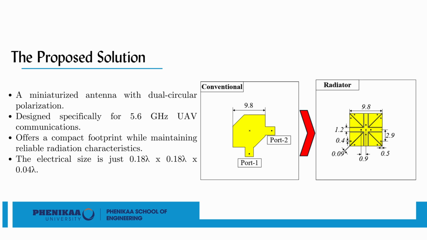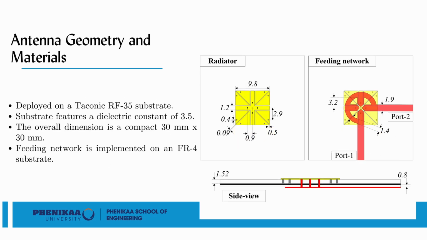You can observe this physical adjustment by analyzing the specific geometry and material composition of the antenna. The physical architecture of our proposed antenna is highly layered. The primary radiator is constructed on a single sheet of Taconic RF35 substrate, which is characterized by a dielectric constant of 3.5. The overall lateral dimensions are remarkably compact, measuring exactly 30 by 30 millimeters.